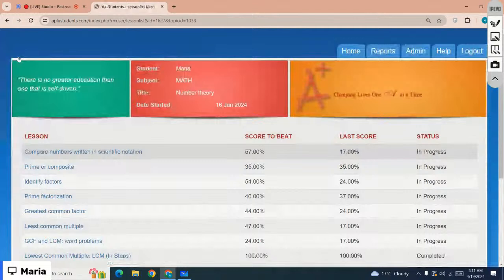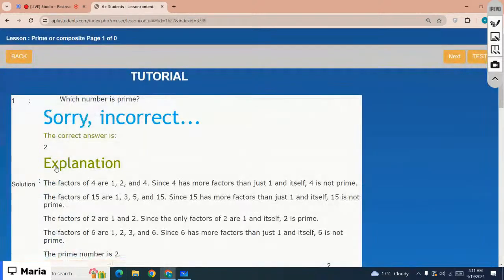Okay, the next one is prime or composite. So prime numbers are the ones that have only two factors, one and the number itself, right? And the numbers that are not prime are the composite numbers. So which number is prime? 4, 15, 2, and 6. 4 is not prime because 2 times 2 makes 4, right? Then 15. 15 is also not prime because 1 times 15 and 3 times 5 is 15.